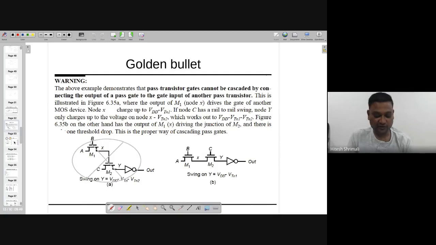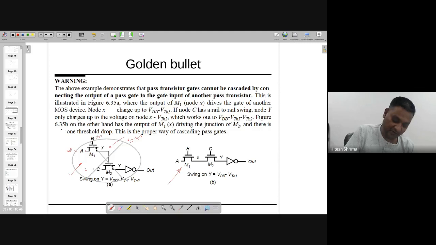There is one more thing we need to understand. There are two possibilities: one is you can connect like this, and one you can connect like this. By looking at this slide itself, you could have assumed that this is the wrong way of implementing it, because if there are two inputs A and B, X will be equal to VDD minus VTN, with the fact that this is VDD and this is also VDD.